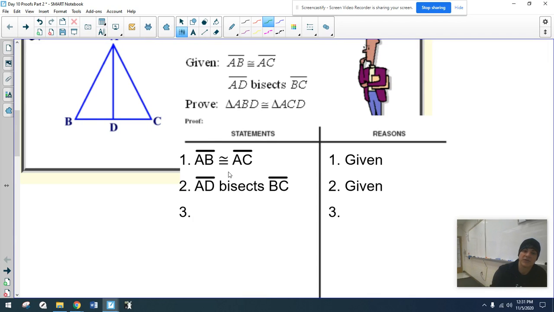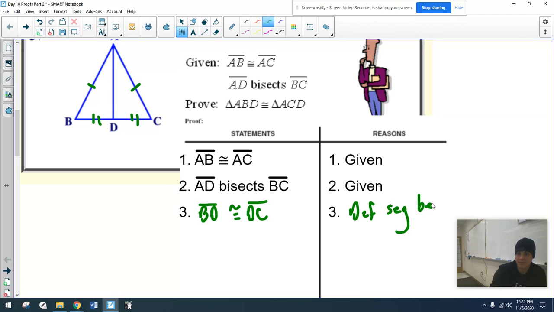So always start with the givens and then always start marking your picture. I've got AB and AC. Then it tells me that AD bisects this. So that's where my next piece of info is going to come from. If it bisects this, it cuts it into 2 equal parts. So that's what my next step is going to be. You want to use the givens to find out what happens next. The reason why we knew that is because it was bisected. So this is the definition of a segment bisector. And please put the segment part, whether it's a segment bisector or an angle bisector. I want to see that part.